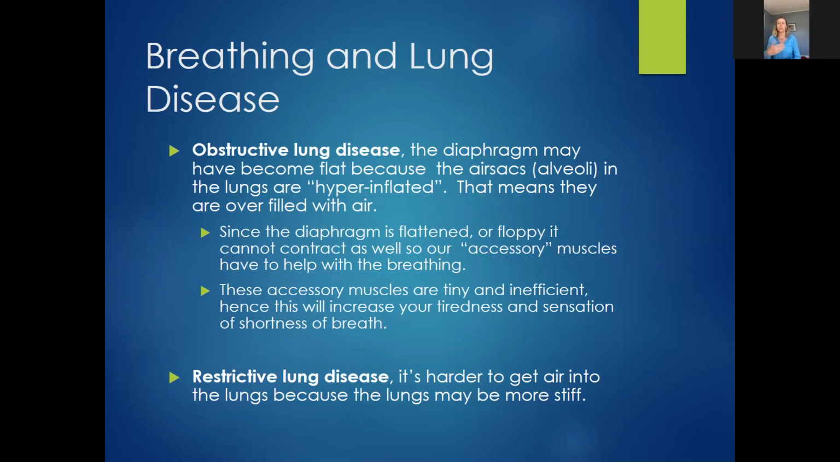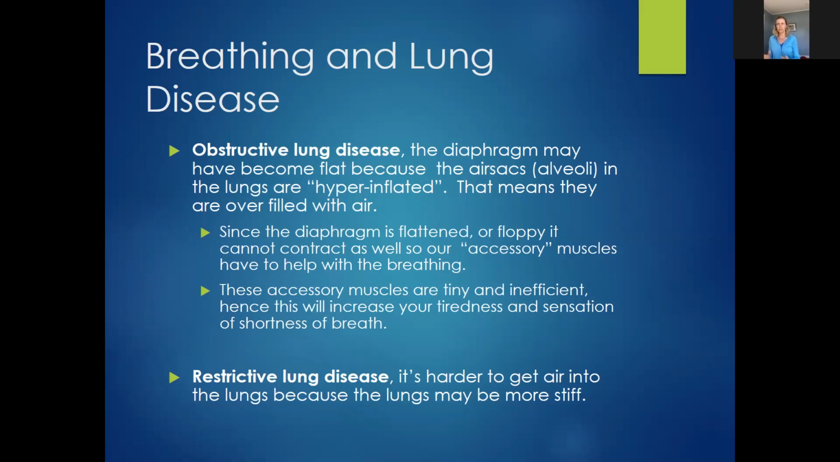Now with restrictive lung disease, examples of that would be sometimes we call it interstitial lung disease, meaning that it's not so much a problem with the airways and the air sacs in the lungs, it's more the lining around the air sacs or around the lungs. Examples would be pulmonary fibrosis, some neuromuscular diseases that make it harder for the mechanics of the lungs to work, even obesity. So depending on the size of a person, that can create a restriction on their lungs.